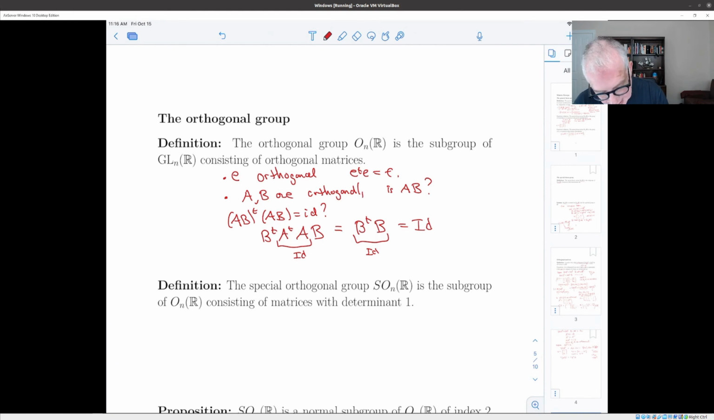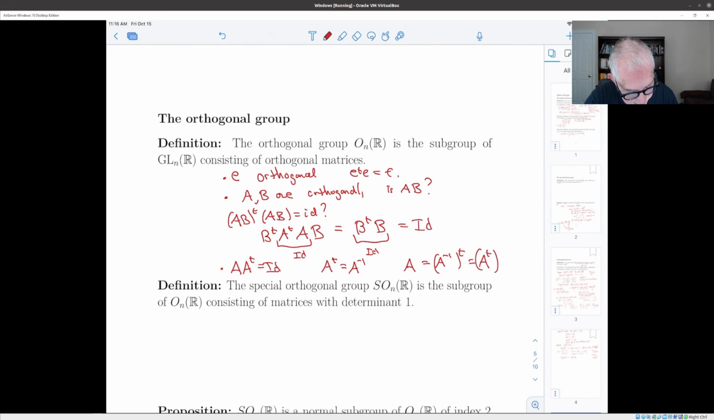And then finally, what about inverses? Well, if A transpose A is the identity, then we already know that A transpose is A inverse. If you take the transpose of both sides of that equation, you get that A is A inverse transpose, which is A transpose inverse.